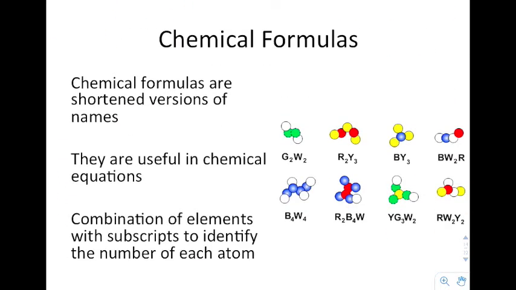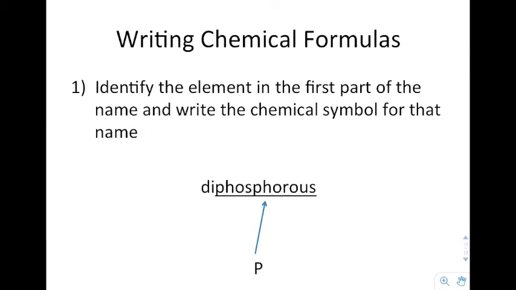So now we need to figure out the chemical formulas, just like we did before. Chemical formulas are shortened versions of the name. They're really useful in chemical equations and useful as a shorthand so you don't have to write out the entire name. When you write the chemical formula, the first thing you need to do is identify the first element, and the first element you would write a symbol for.